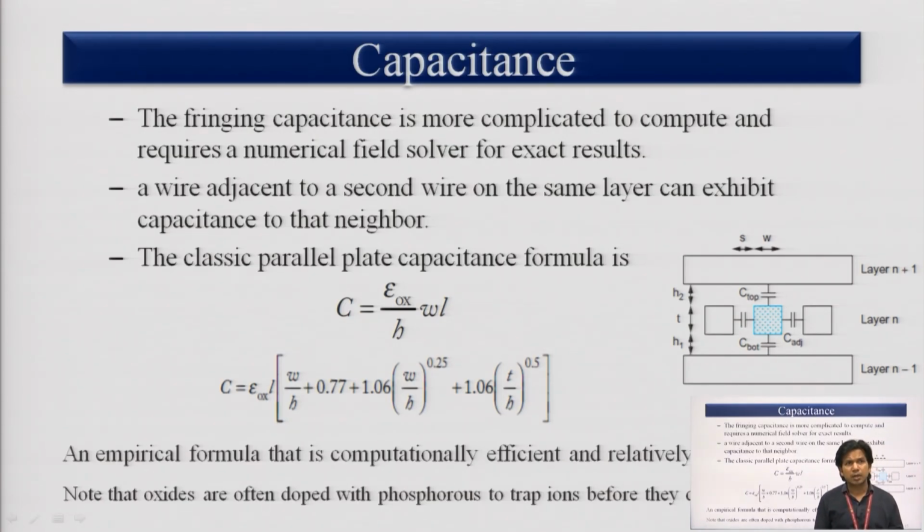In general, we know that C equals epsilon 0 A by D, that is the general formula for the capacitance. For the classic parallel plate capacitance formula that you can see here, C equals epsilon ox divided by H, times W, times length. And if you want to find the capacitance for copper material, you can also use this formula. This is an empirical formula that is computationally efficient and relatively accurate. You can use this formula to compute the capacitance.